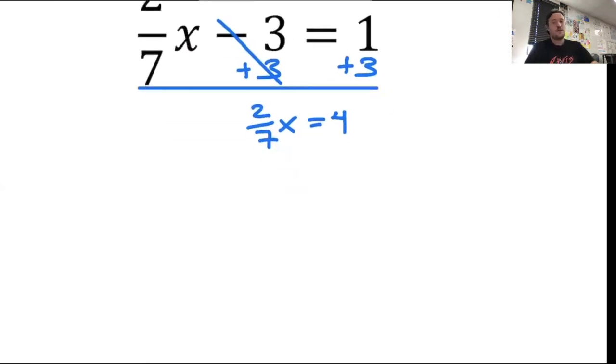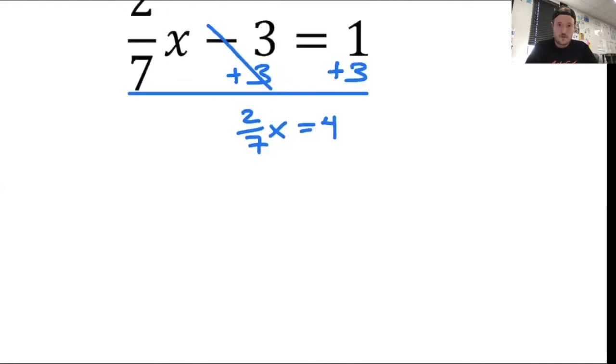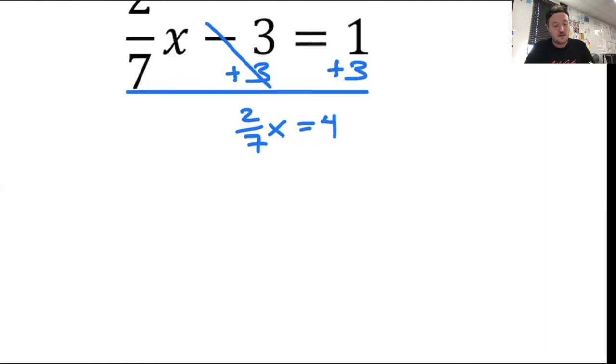For this next step, you can do this in 1 or 2 steps. It's really up to you. Whether you're in honors or on level, I don't really care. It's really up to you how you want to do this next part. I'm going to do this in 2 steps. I believe it's actually easier if I do it in 2 steps.